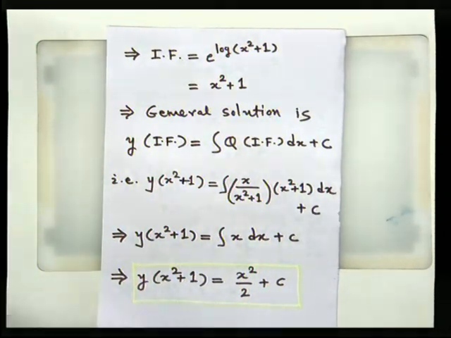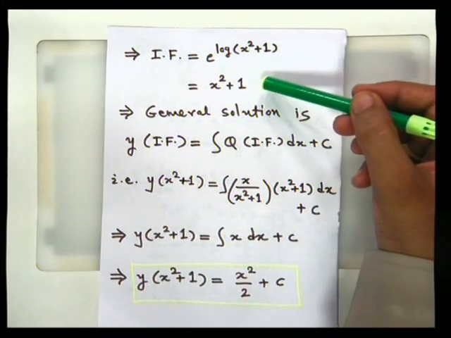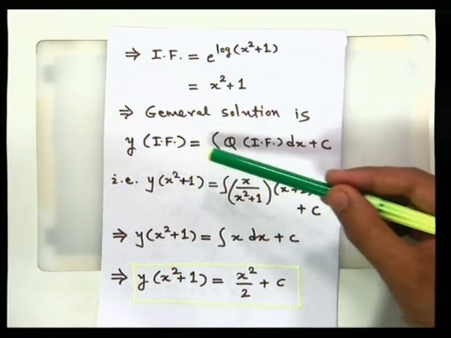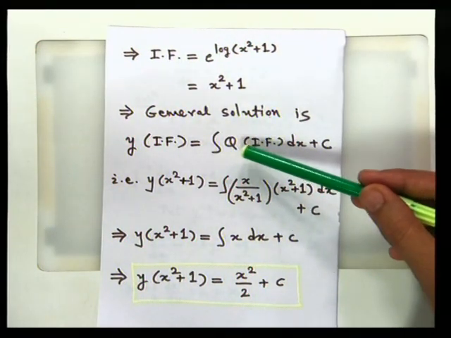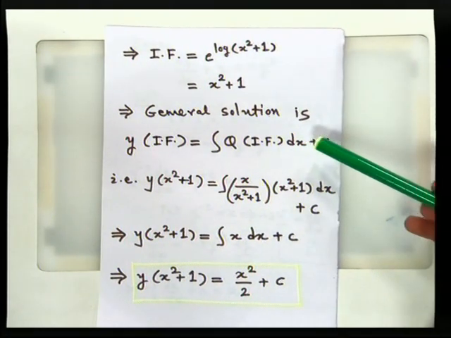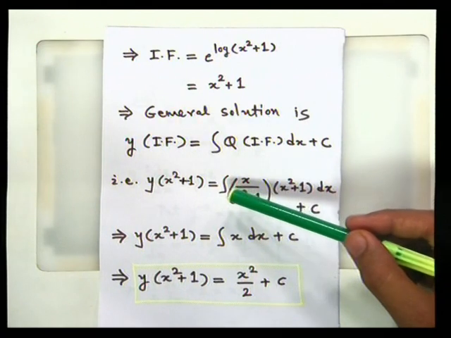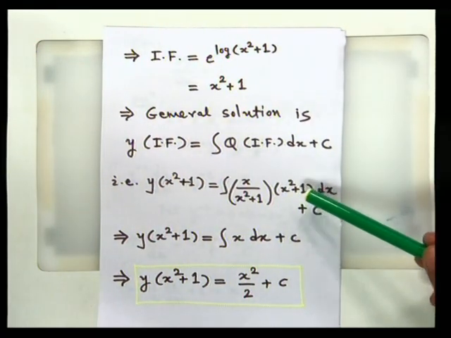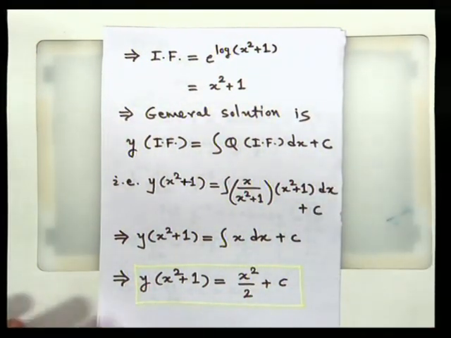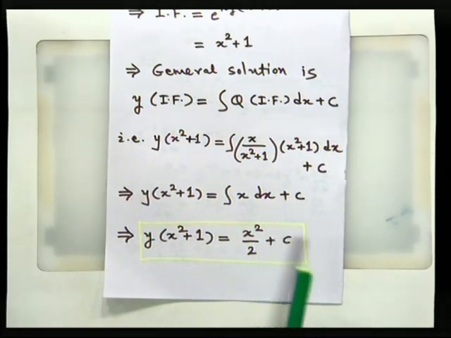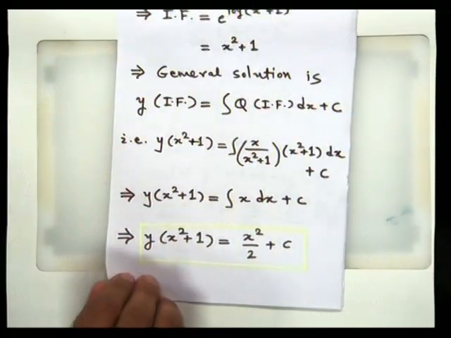So in the case of Leibniz linear equation, after finding the integrating factor, the solution is given by y into integrating factor is equal to integration of q into integrating factor with respect to x plus c. So it is y into x square plus 1 is equal to integration of x by x square plus 1 into x square plus 1 dx plus c, and so the solution is y into x square plus 1 is equal to x square by 2 plus c.